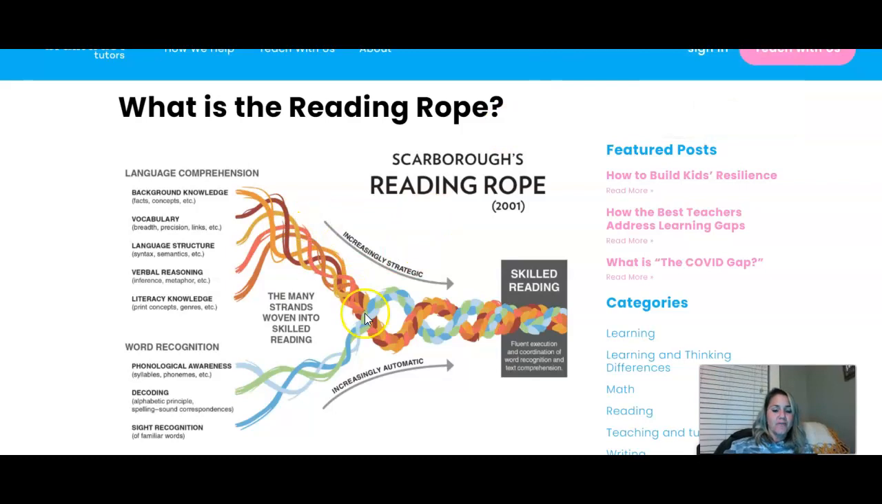But I wanted to refer you to this rope and to help you see how things are coming together and how we're going to cover all of the components of Scarborough's reading rope that come together to create a skilled reader.